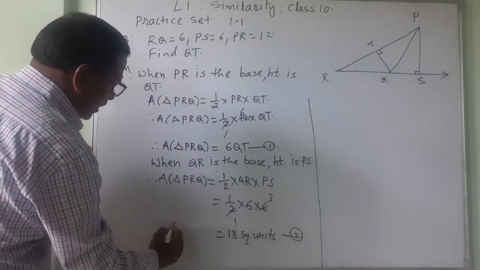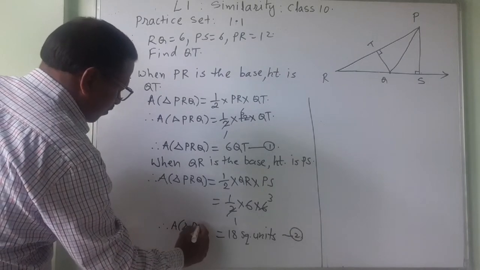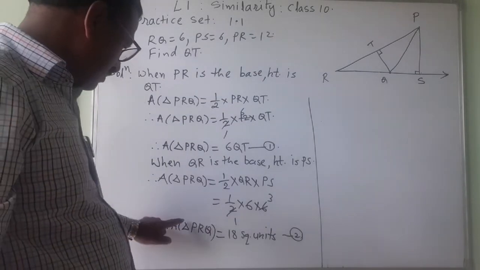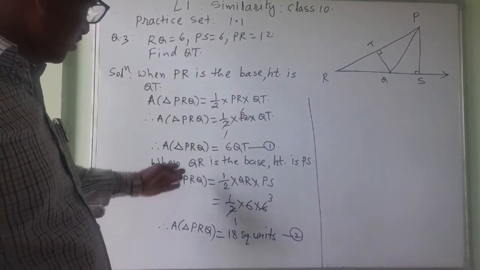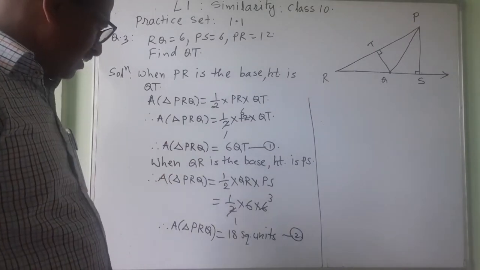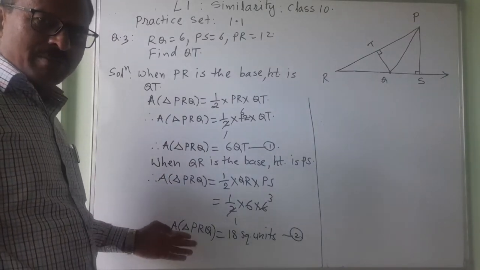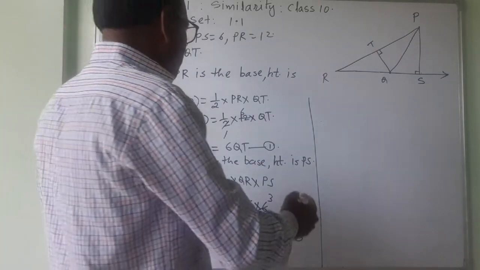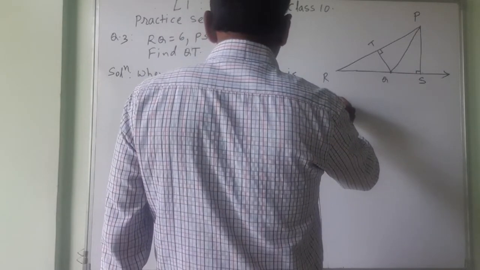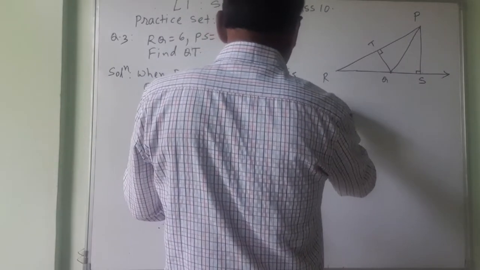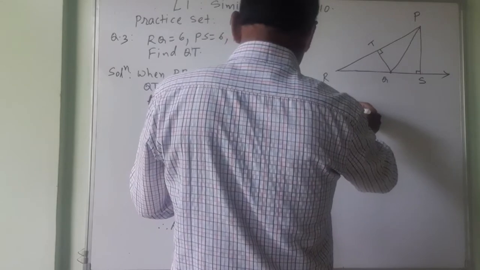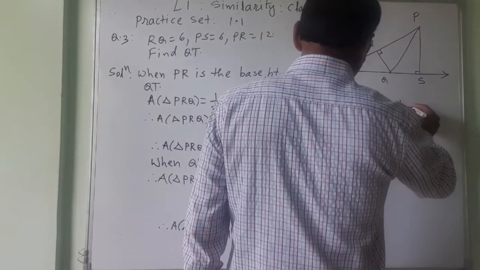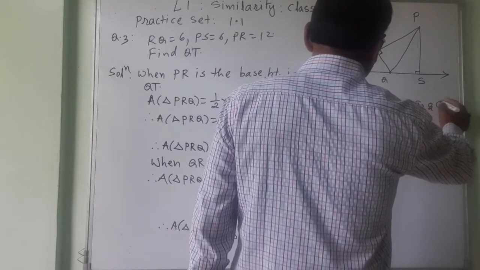Therefore, I will write this area of triangle PRQ. Now this is also the area of the triangle PRQ. This is also the area of the triangle PRQ. So both of these PRQs will be the same. So 6QT is equal to 18, from 1 and 2.